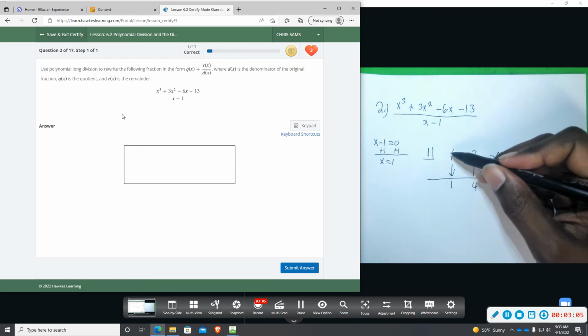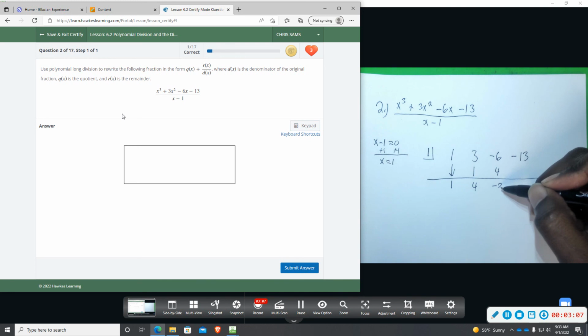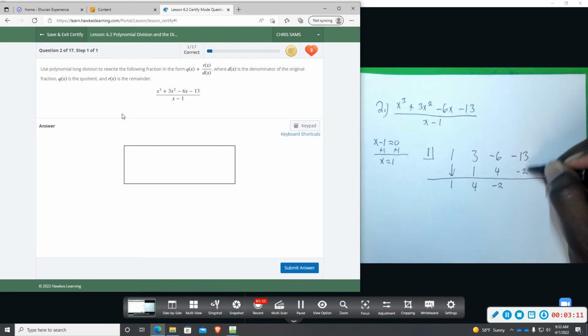And then we do 1 times negative 2. And that will give us a negative 2. And then we would add because both the signs are the same. And that will give us negative 15. So this is your remainder. Whatever you get in the last box is your remainder.